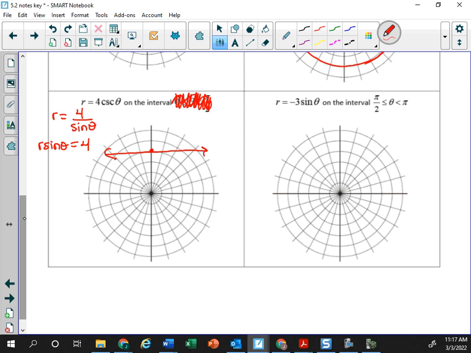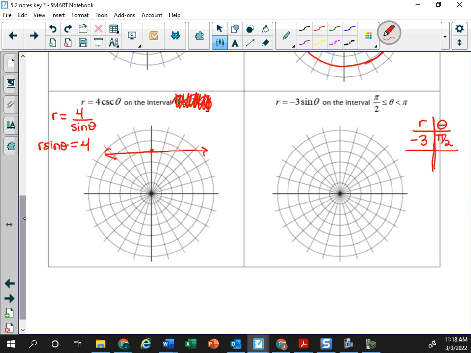Last graph here. We're almost out of time. r equals -3 sine of theta. If you ignore the interval, what is that a graph of? Yes, a circle with a diameter of 3 shifted down. But we're only graphing it from pi over 2 to pi. So for these, you will want to do a little r theta t-chart. So if I start at pi over 2, what is the sine of pi over 2? We got to be faster with that, guys. 1. 1 times negative 3.